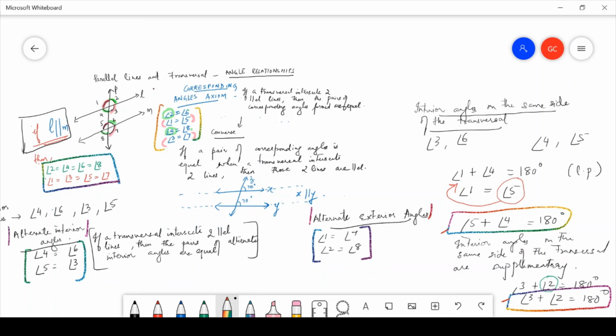The interior angles on the same side of the transversal are going to add up to 180 degrees. So are the exterior angles on the same side of the transversal, that is angle 1 plus angle 8 is going to be 180 degrees, and angle 2 plus angle 7 is also going to be 180 degrees. This is all the angle relationships which are possible between those eight angles when one transversal intersects a pair of parallel lines.